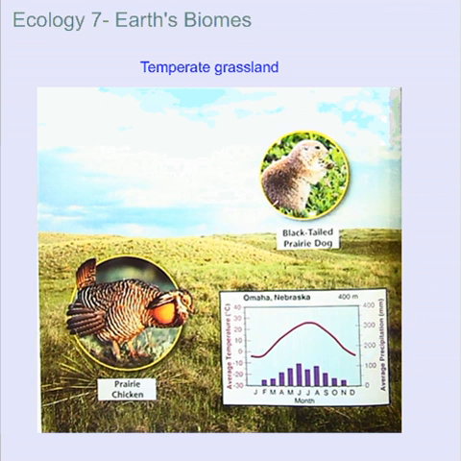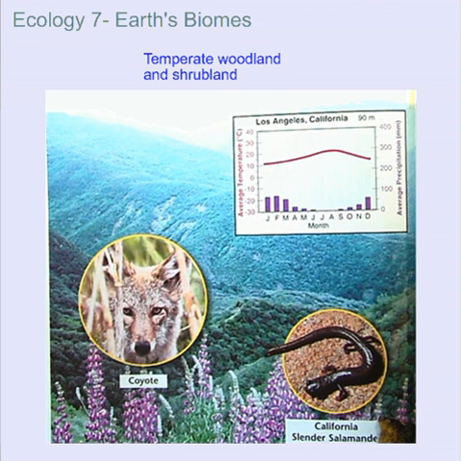Temperate grasslands are characterized by a very rich mix of grasses and are underlaid by some of the world's most fertile soils. Much of the Midwest of the United States used to be covered with this type of ecosystem or biome, most of which now has been turned into agricultural fields.